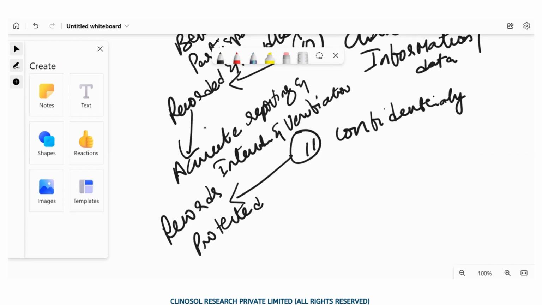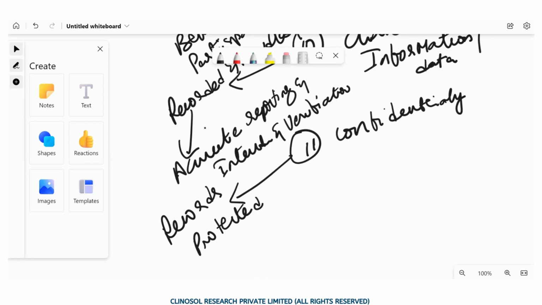So in other words, this principle speaks about the confidentiality of records that could identify the subjects. Such records should be protected, respecting the privacy and confidentiality of the subject. So this is your 11th principle.